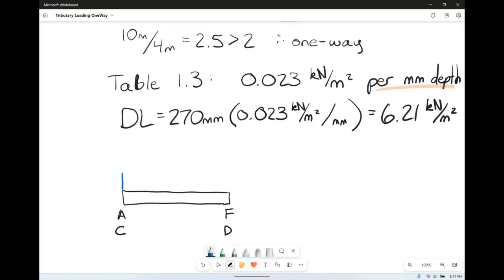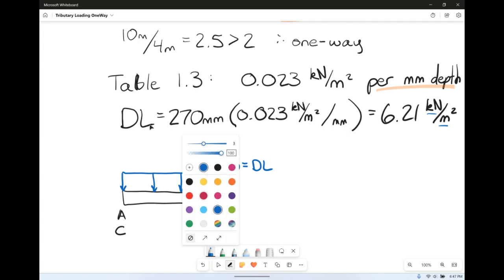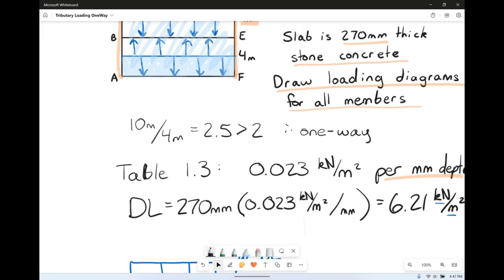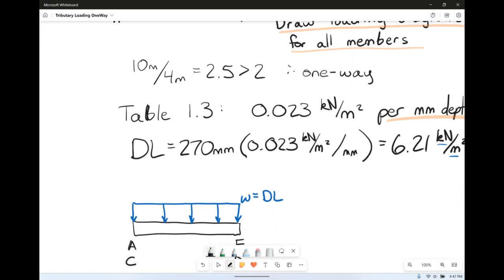So our loading diagram is just this uniformly distributed load. The question is, what is W? What is the value of that uniformly distributed load? So obviously it's part of the dead load, right? The dead load's playing a part, but the dead load is in kilonewtons per meter squared. And this is going to be across, again, if we're looking at the length of AF and CD, it's 10 meters.